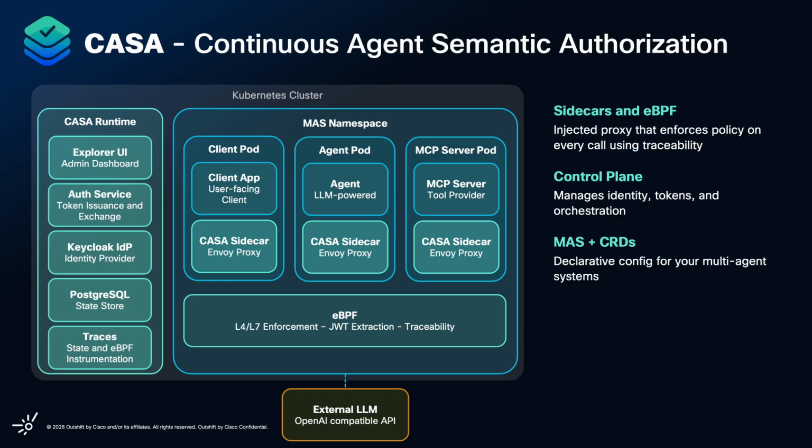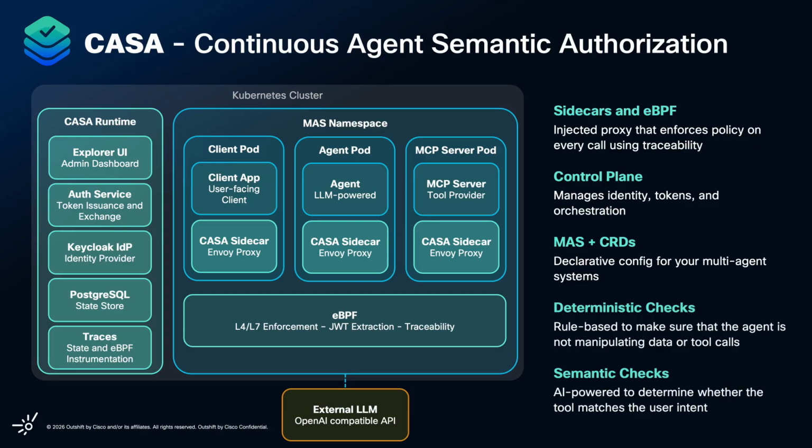In the third and final step, we enable the authorization checks themselves. These come in two categories. Deterministic checks are rule-based validations that verify whether the agent's tool requests are consistent with the data observed by the sidecars. For example, they ensure that the agent has not tampered with tool definitions or parameters, and that every tool call corresponds to a legitimate LLM response. These checks are fast and catch straightforward violations.